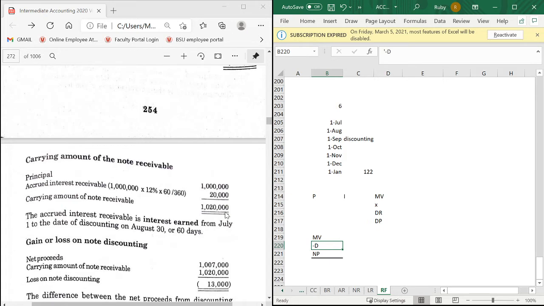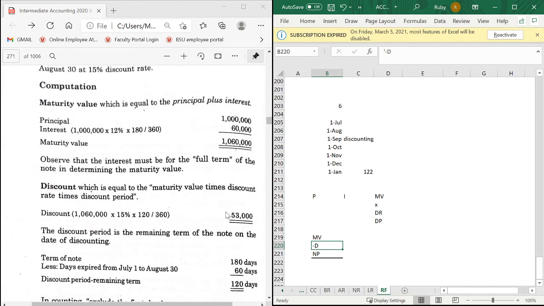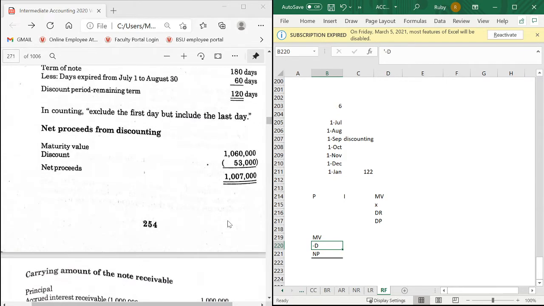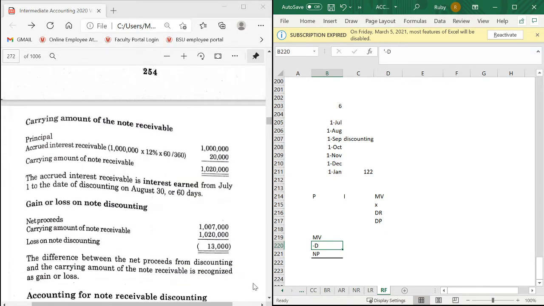So, yung principal, ang gagamitin mo pa din ay yung principal, interest, tsaka yung rate na ginamit, yung period din. So, yan yung carrying amount ng note receivable. Tapos, kaya mo titingnan yung i-compare siya sa net proceeds mo para malaman mo yung discounting niya.